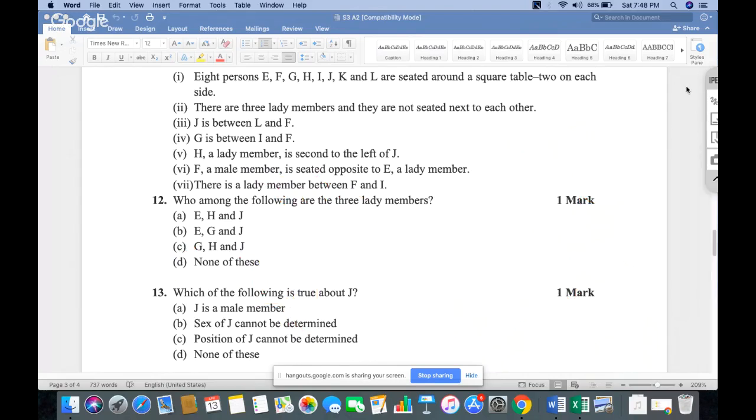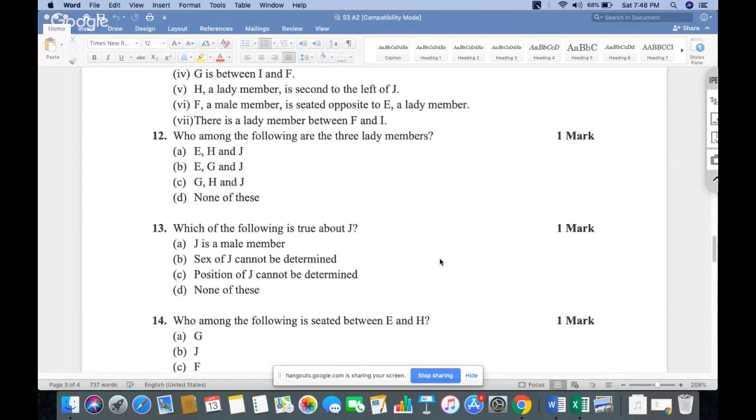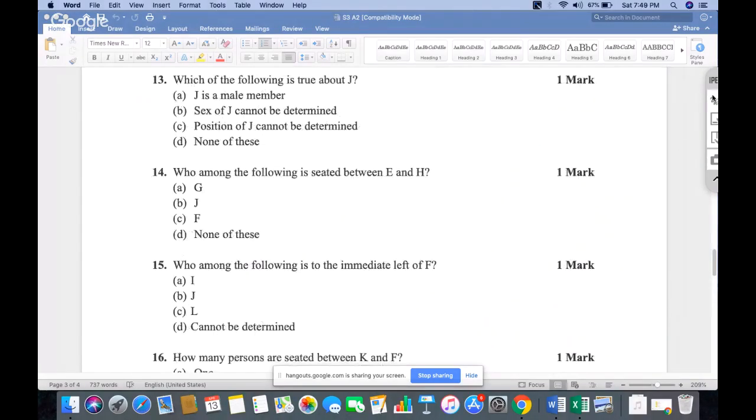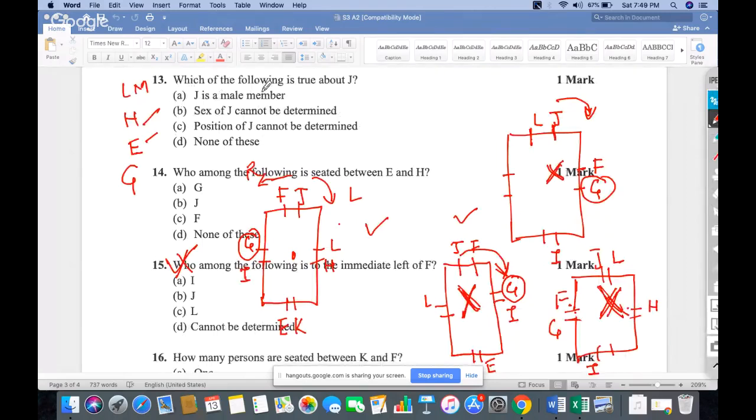Now let me go to the 13th question. The 13th question asks which of the following is true about J. So lady members are now finalized, three lady members, H, E, G. So J is a male member. That is correct. Position of J cannot be determined. That is also wrong. So A is the correct answer, that J is a male member.